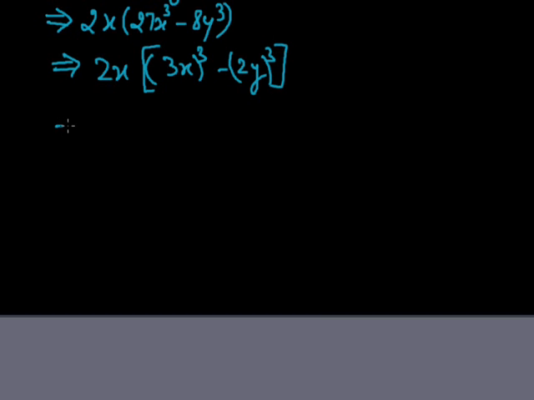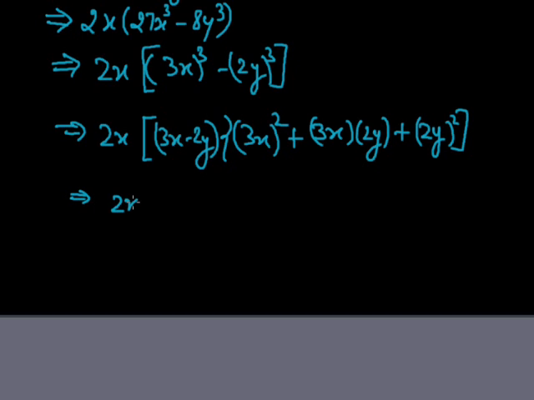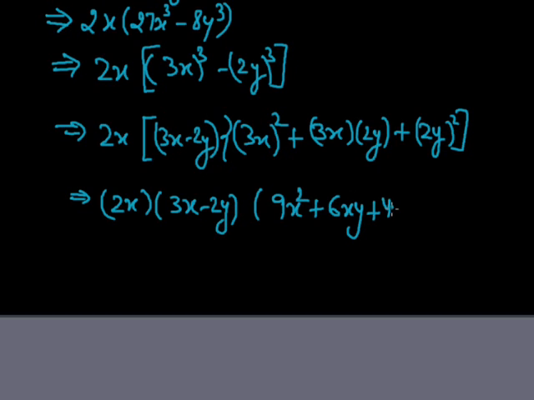The formula for a cube minus b cube is (a minus b) into (a square plus ab plus b square). That means (3x minus 2y) into a square, that is (3x) square, plus ab, that means 3x into 2y, plus b square, that means (2y) whole square. So we have 2x into (3x minus 2y) into (9x square plus 6xy plus 4y square). Okay, let's solve some more examples.